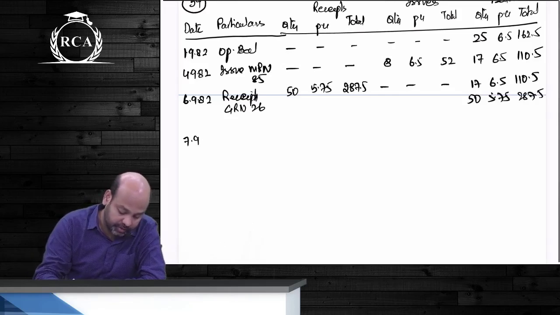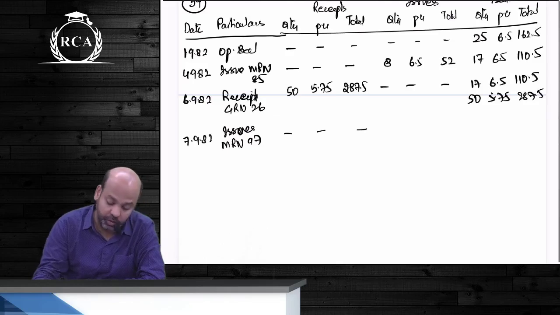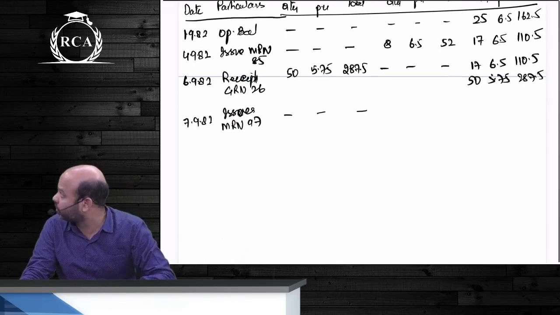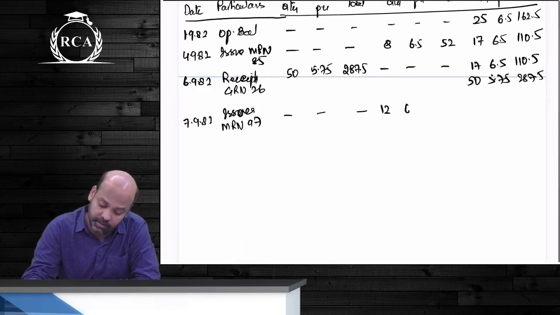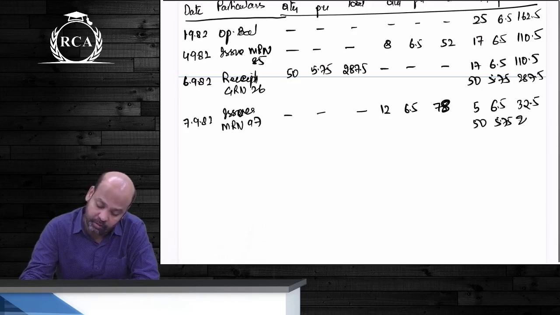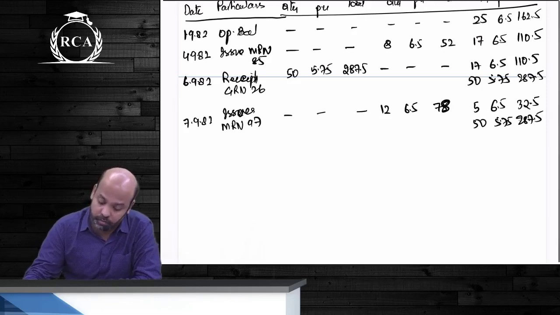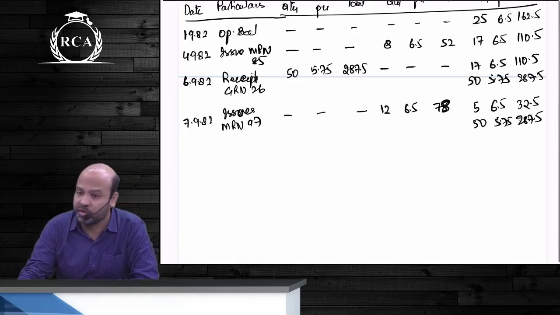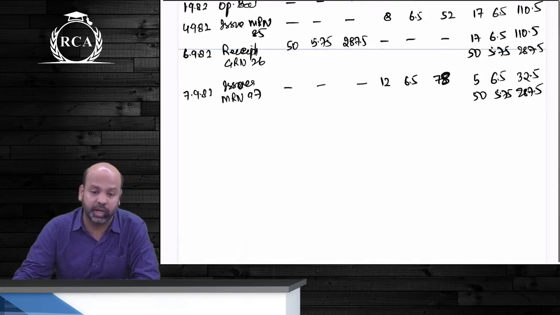After that, guys, on 7th of September, we are issuing materials against MRN number 97. This 12 units will be out of the opening balance of 17 units. So you're going to write 12 units at 6.5. This 12 units into 6.5 will become 78. You will have 5 units left of 6.5, but that will be 32.5. 50 units, 5.75, 287.5. After 12 units are issued, you will still have 5 units left purchased at a price of 6.5 rupees.